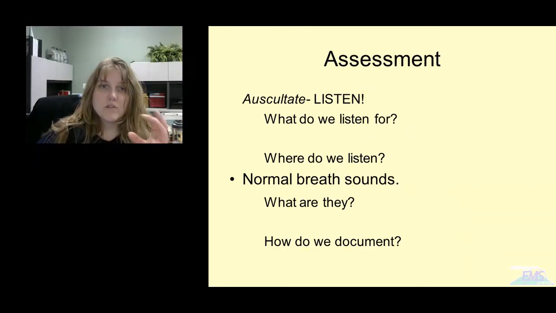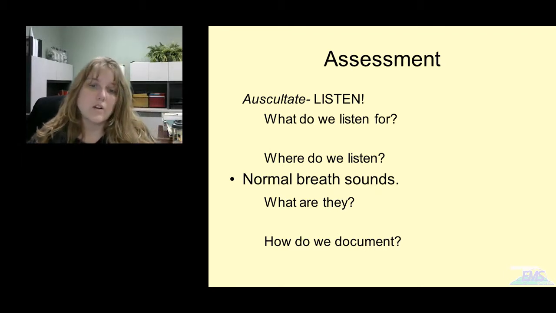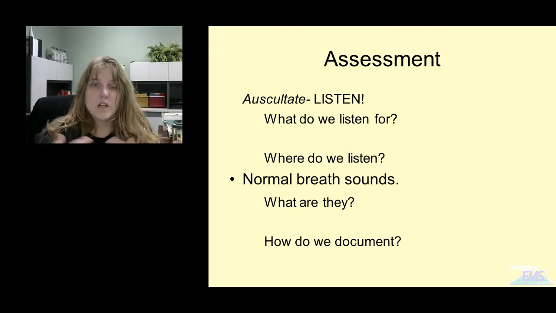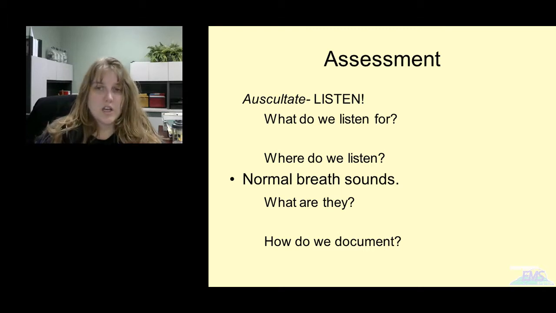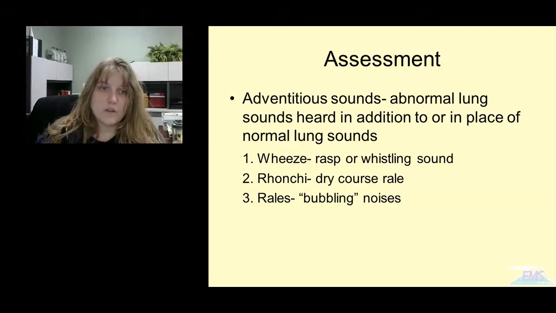So when you auscultate, you're actually listening, and what are you listening for? Well, you hope to hear those nice, clear lung sounds. You don't want to hear anything abnormal, whether it be fluid, junk, wheezing. You don't want to hear those abnormal things. And make sure you document everything thoroughly, what you hear and what you don't hear.